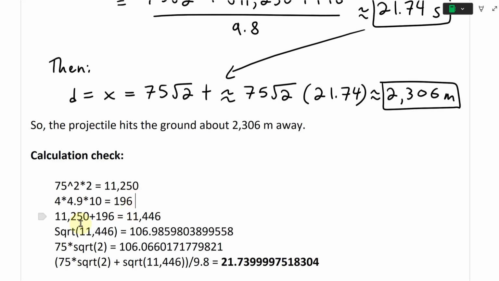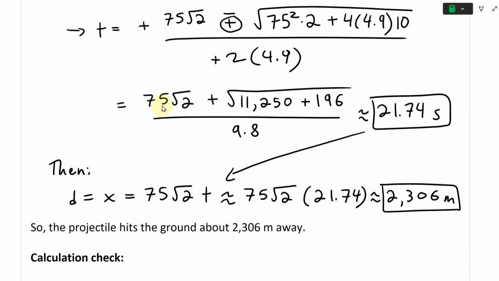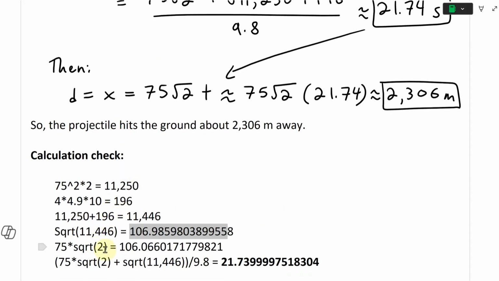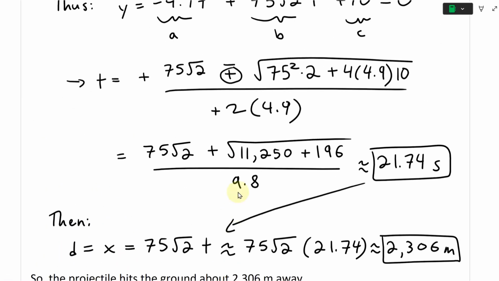Yeah, I just put that there, and then the reason is just if you square root 11,446, that's this part right here, we're going to get 106.98. But then if we have this 75 times square root 2, we get 106.066. It's interesting, so it's a bit off.